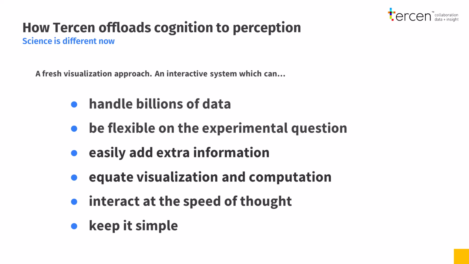To do this, the system had to handle billions of data points. The system has to be flexible on the experimental question. It has to be easy to add extra information. It equates visualization and computation, so what you see is what you compute. It has to interact at the speed of thought, and it has to be simple. And this is what we did in Tercen.